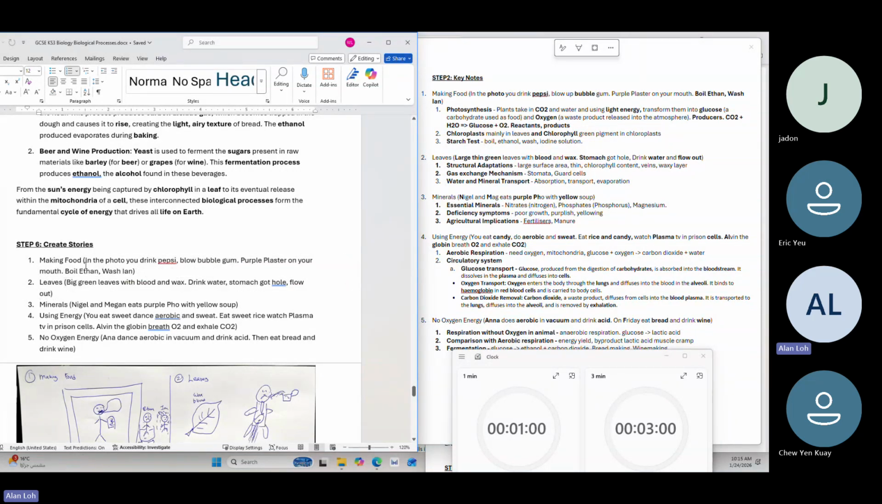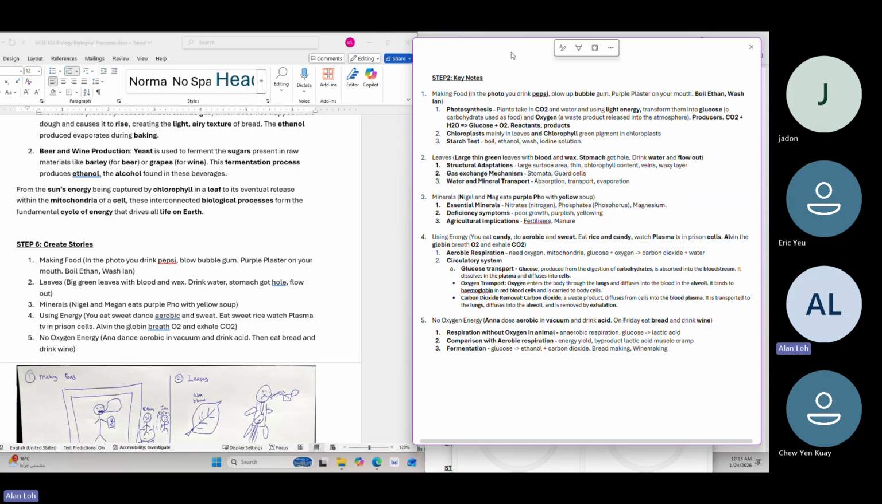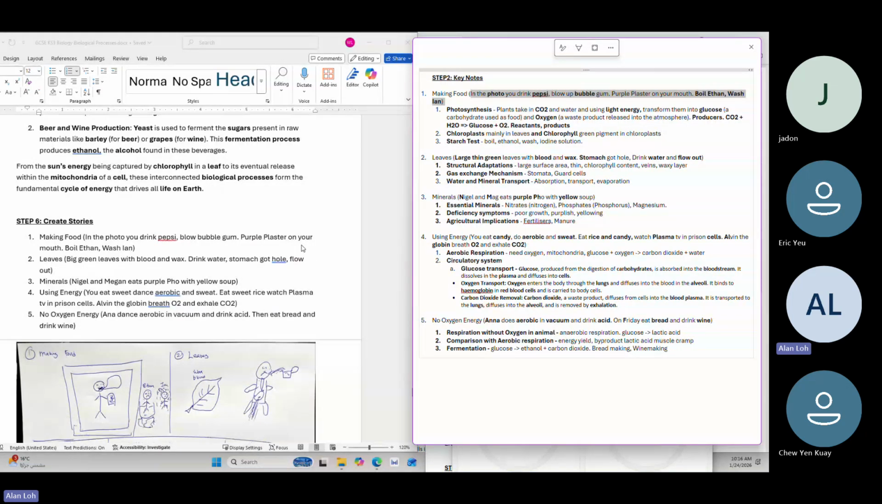So I have drawer number 1. Okay, let's go here, I think this is better. Let's look at this step 2, because I've already bolded some important keywords over here. So the story is, imagine that in a photo, you are drinking Pepsi and blowing up a bubble gum. Then you have a purple plaster on your mouth. And then there's another story. You boil Ethan and wash Ian.